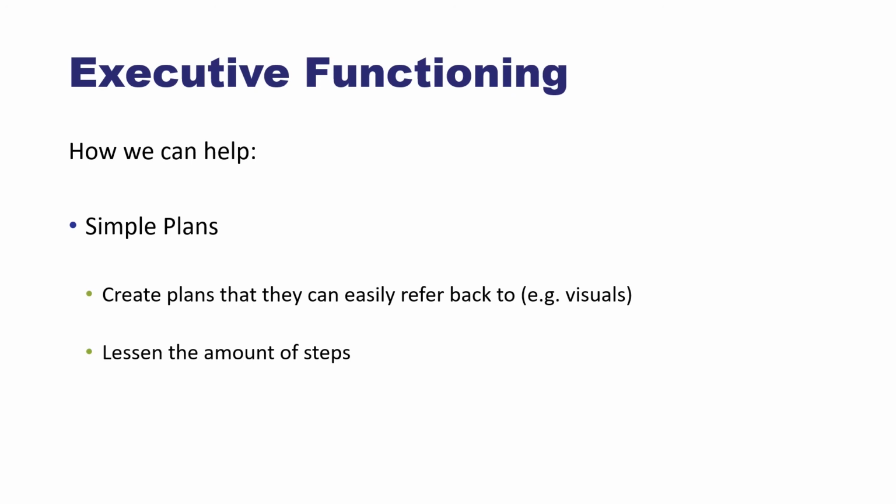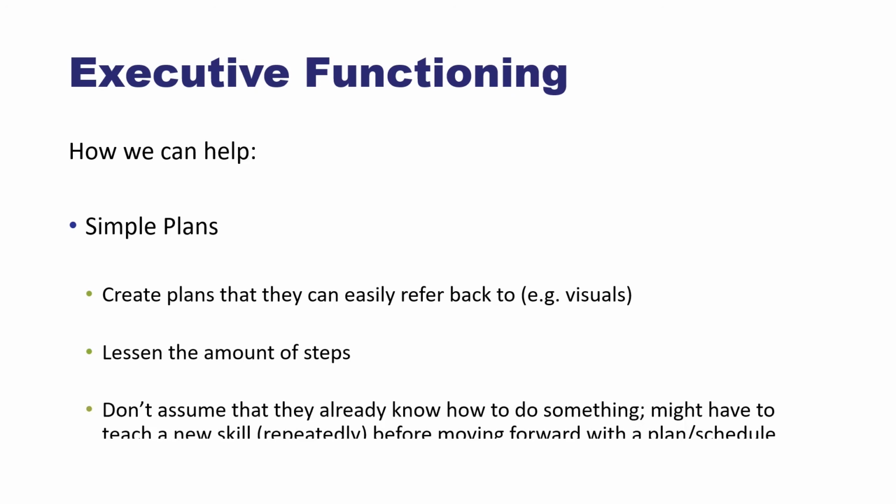It could be that lessening the amount of steps includes you doing some of the steps for them at first. Over time, you might be able to fade yourself away. And when you're coming up with a plan with your child that does have multiple steps, you want to make sure that they already know how to do all those steps, right? You don't want to assume that they know every step, even if they tell you they do. So by making sure that they know each step, you might see that one step is actually a new skill that you have to teach before you move forward with a plan or a schedule.